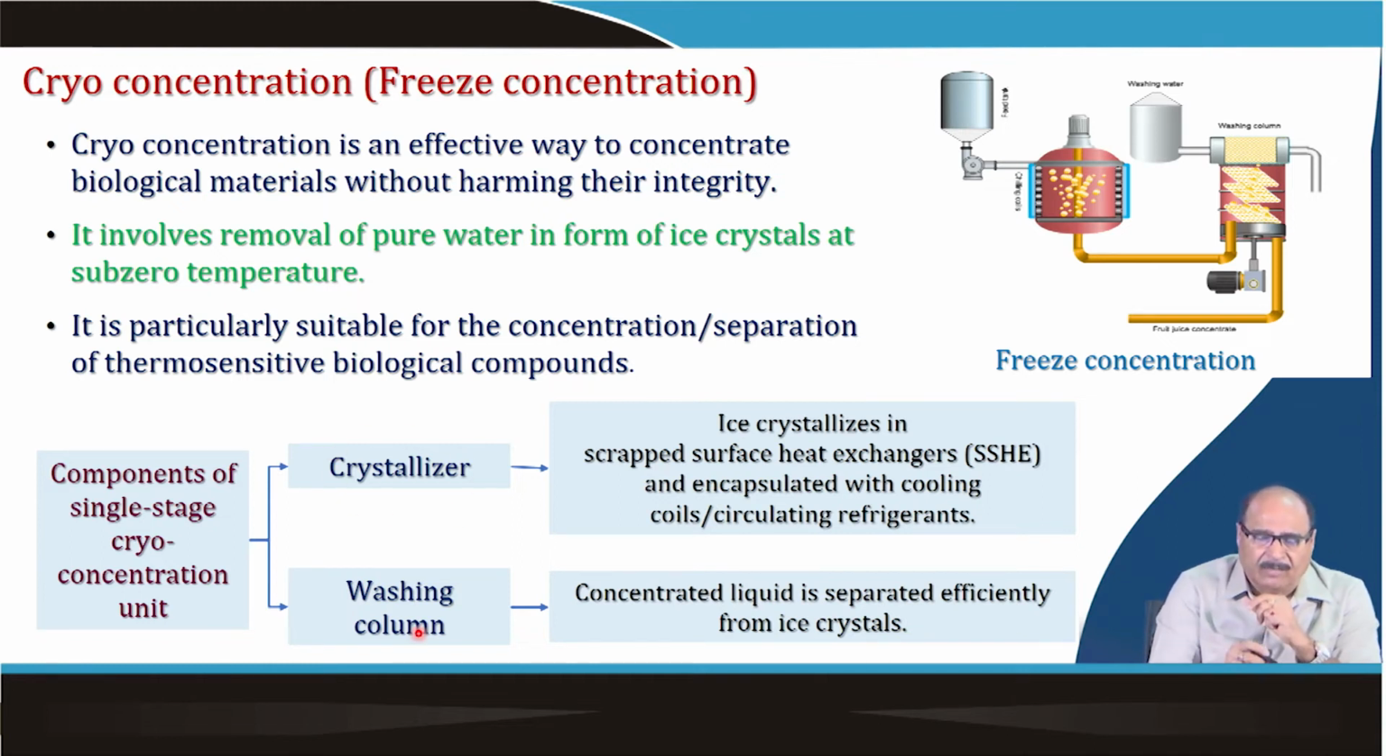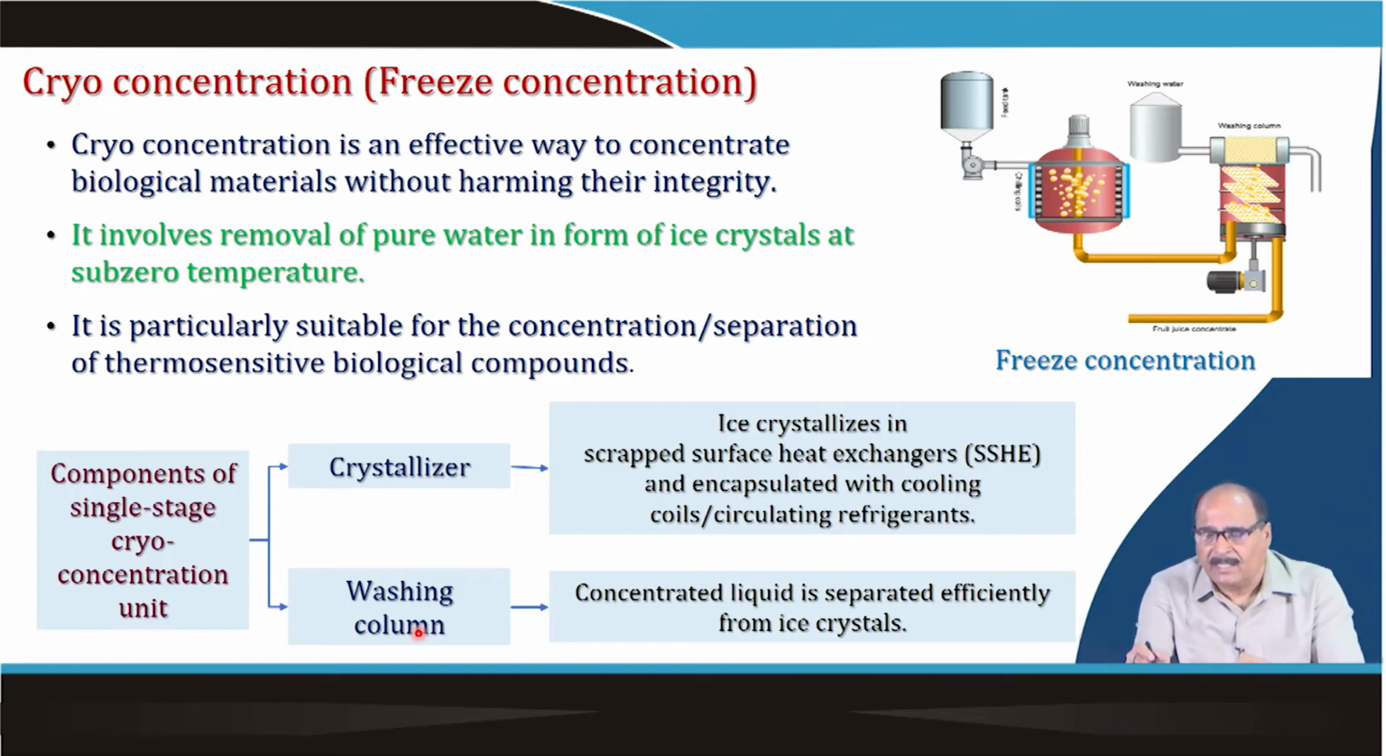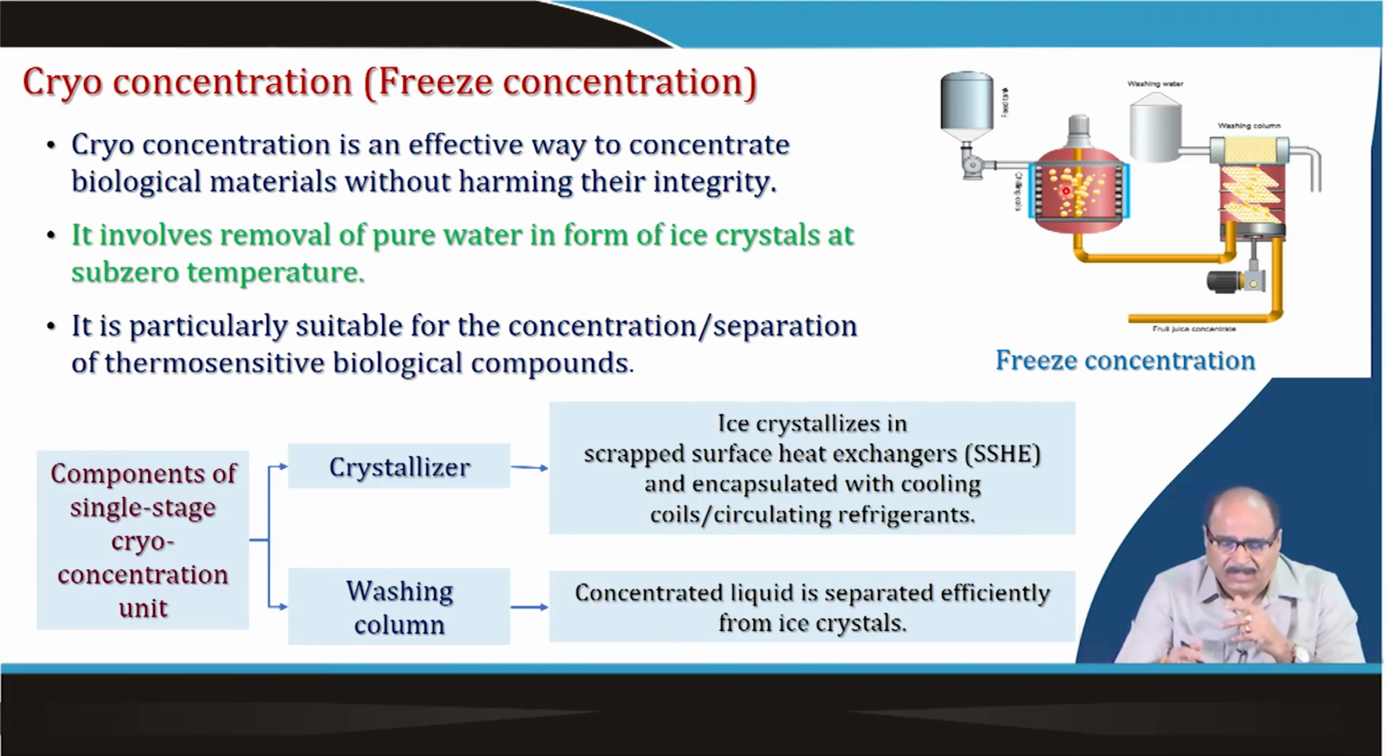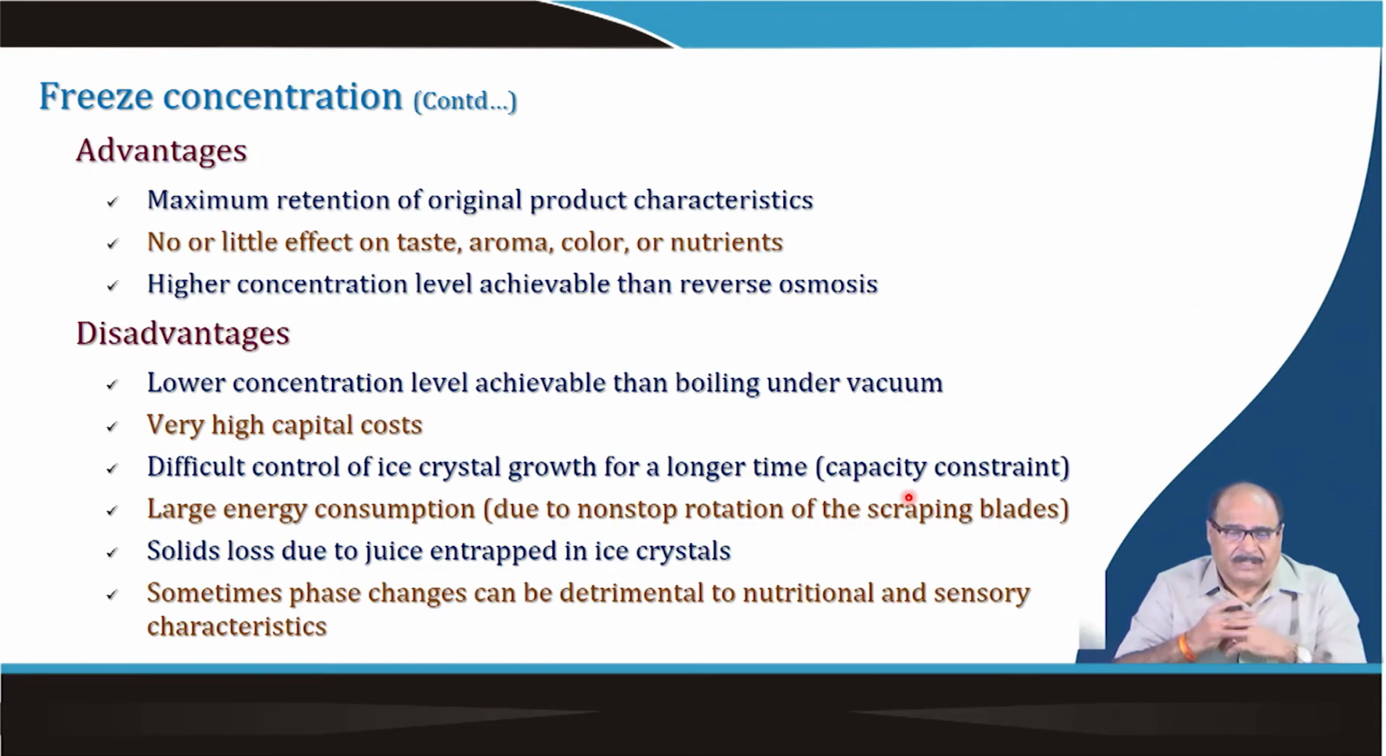the washing column. In the crystallizer, the low temperature is maintained, so whatever water is there is converted into ice, and basically scraped surface heat exchangers, SSHE, are used, and they are encapsulated with cooling coils or a circulating refrigerant structure in order to facilitate the conversion of water into ice. And then the concentrated liquid is separated efficiently from the ice crystals using this separation column, filtration, centrifugation, etc.